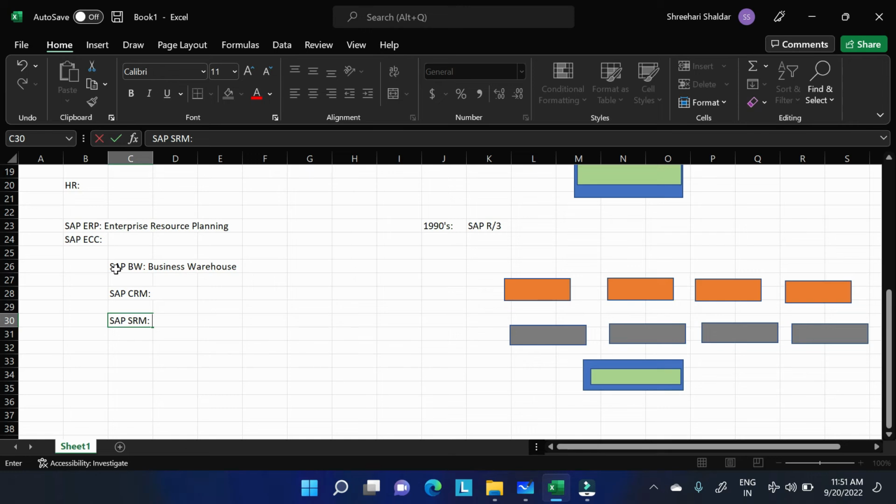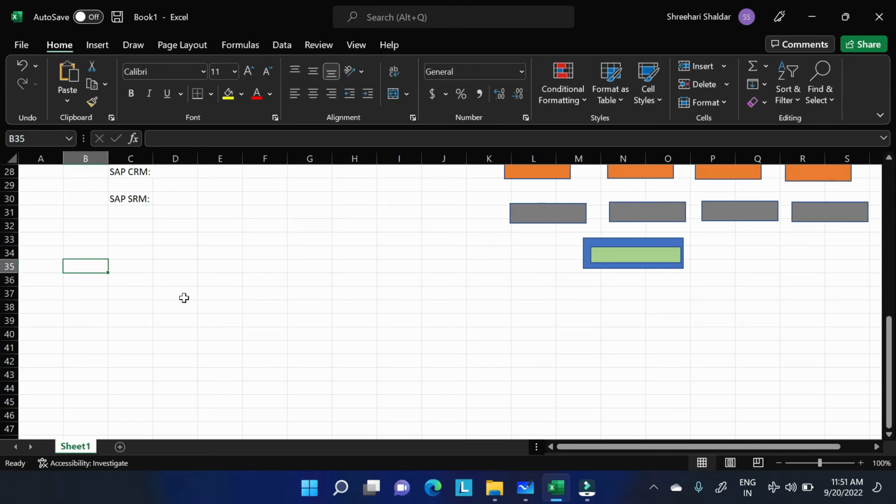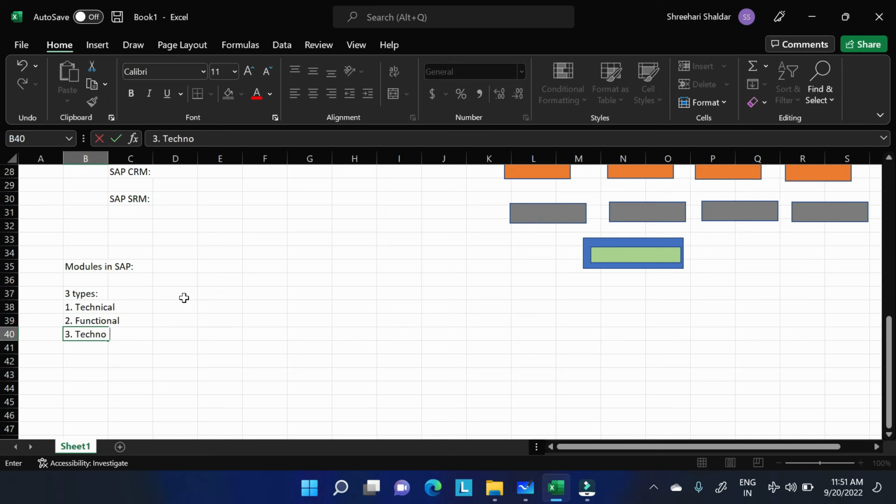After this we can discuss a little bit about the modules available in SAP. Modules in SAP: basically, if you consider the modules, there are three types. What are these three types? The first one is technical modules. The second is functional modules. The third is techno-functional.